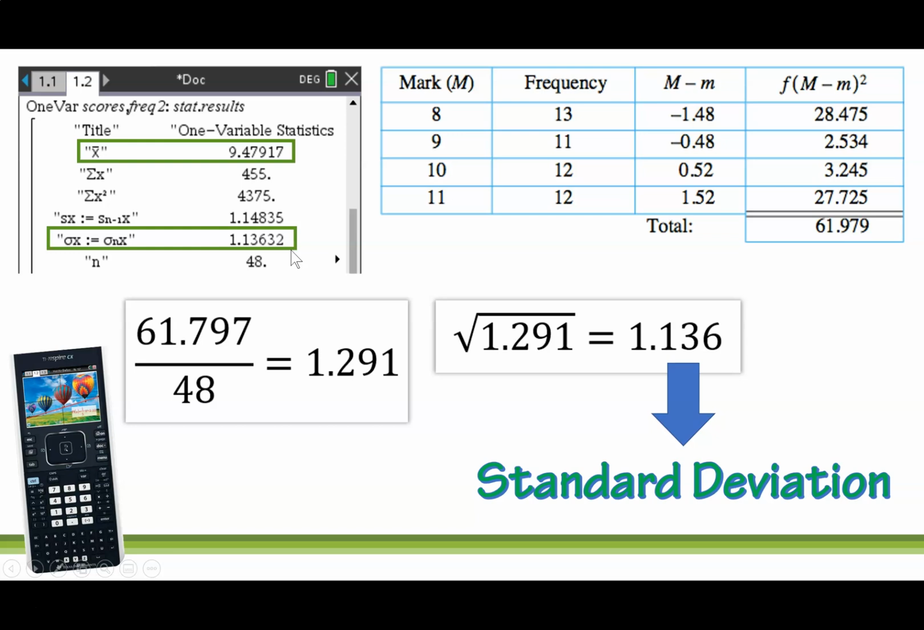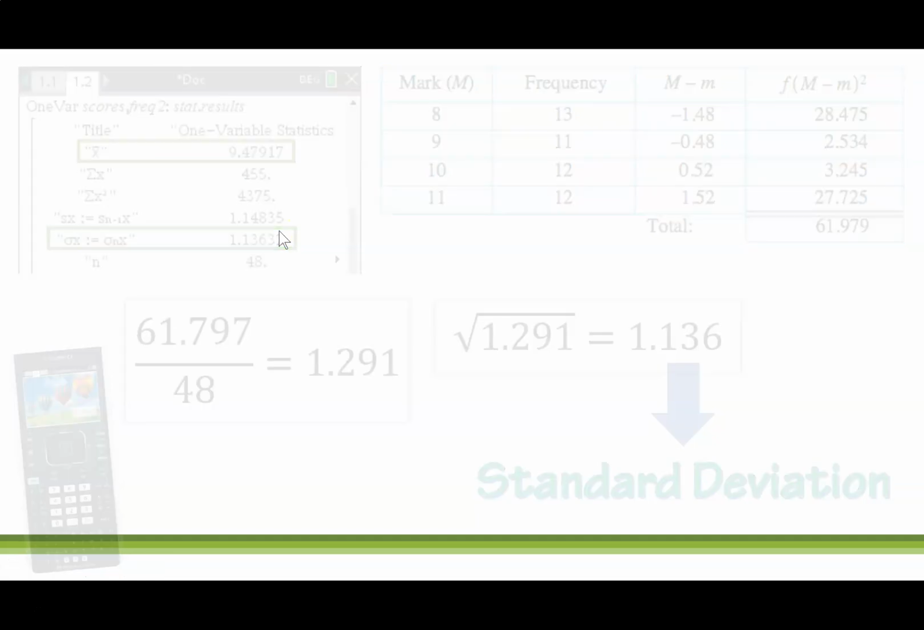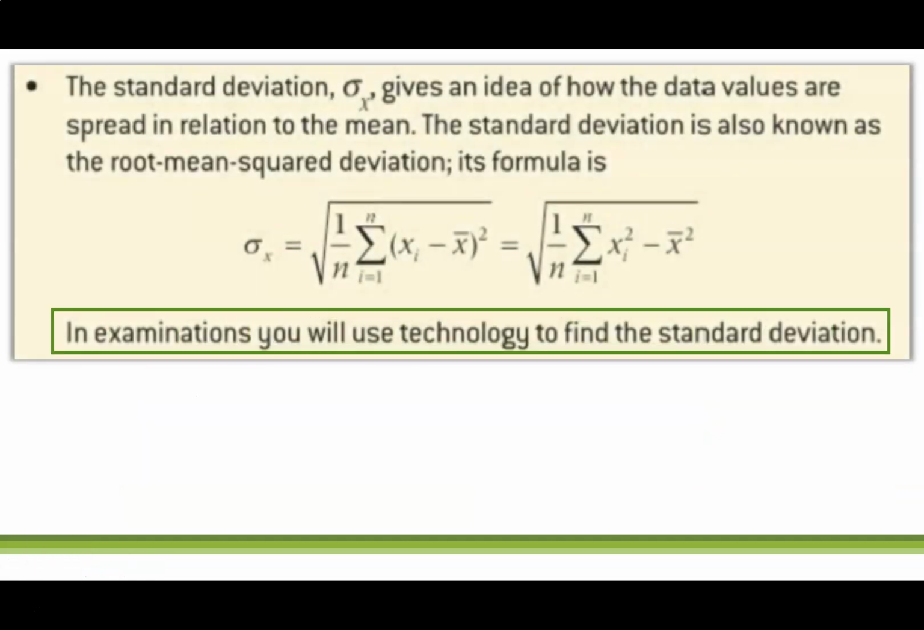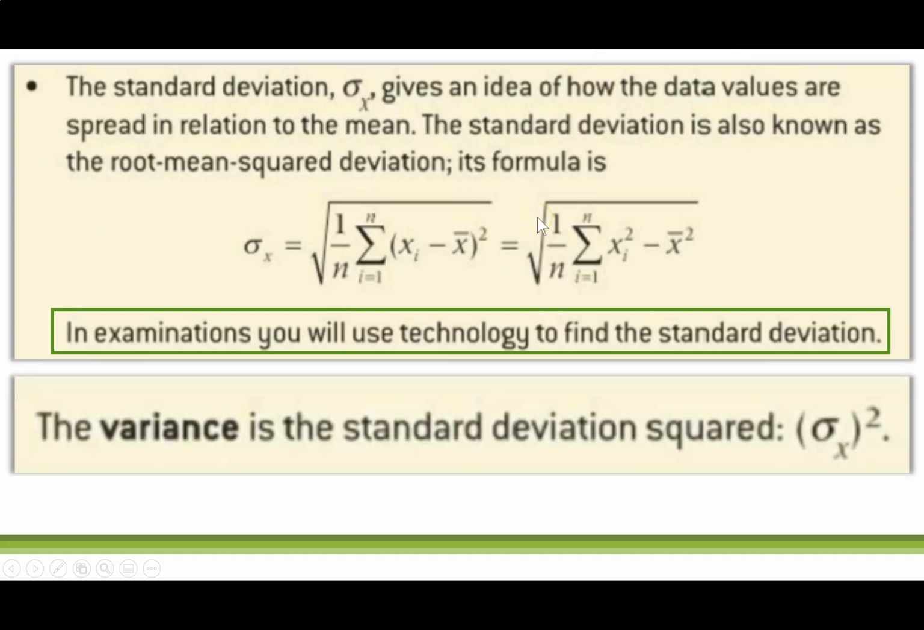Do you need to know that? Not unless you're going to do a stats-based project for your internal assessment later in the course. All you need to know is that this symbol here is it, and that's where you find it. Okay. And that formula here would have yielded the exact same thing.